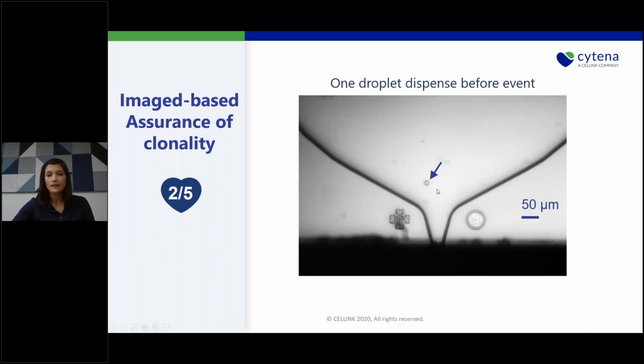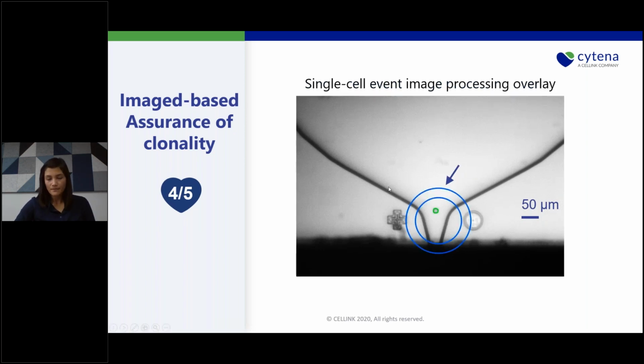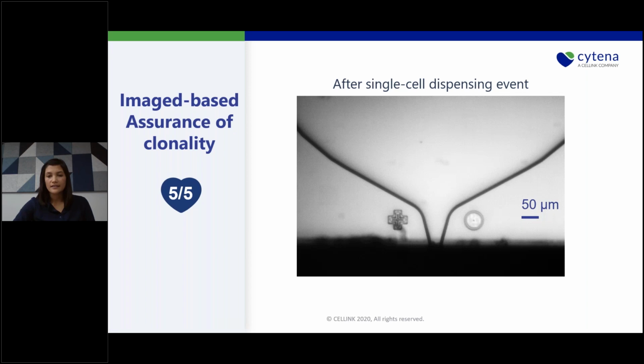So the cell got closer to the nozzle, and then the cell enters the region of interest. So it enters the end of the nozzle, which is the third picture, shortly before the single cell event. And then the fourth picture is the image processing overlay. So the software has detected the cell, and then the last image is the empty nozzle. So it's directly after the single cell dispensing event.